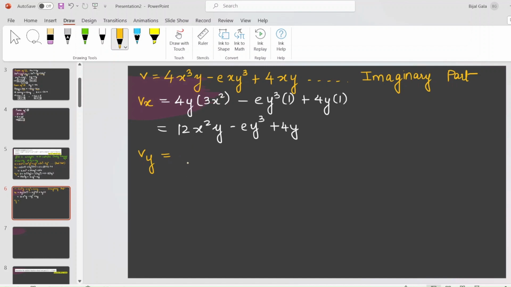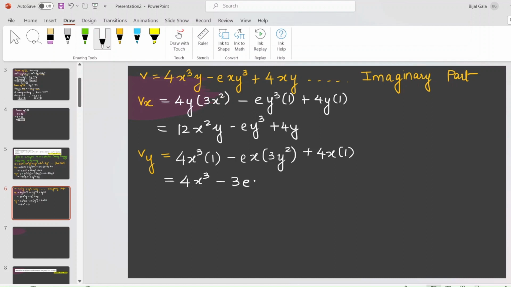So when we calculate vy, y will be the variable, everything else is constant. So 4x cube as it is, derivative of y is 1. Ex as it is, derivative of y cube will be 3y square. 4x as it is, derivative of y will be 1. So 4x cube, negative 3exy square plus 4x. Okay.